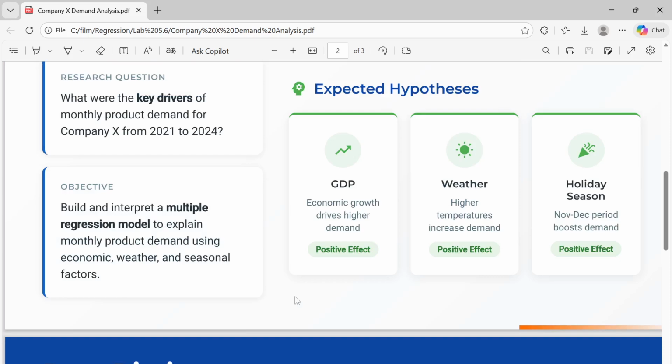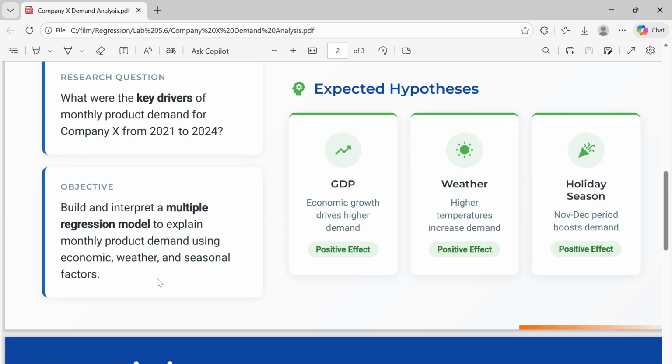Hypothesis: the company expects GDP to have a positive effect on demand, weather to have a positive effect on demand, and holiday season to have a positive effect on demand. Again, the research question: what were the key drivers of monthly product demand from 2021 to 2024? We want to find the formula, a multiple linear regression, to explain monthly product demand.